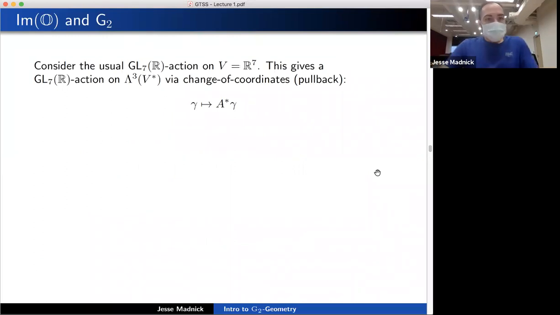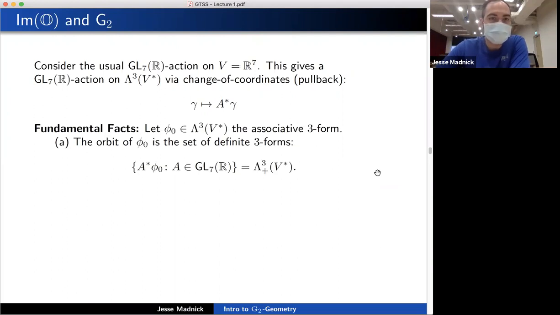Now let's consider this change of coordinate action. There's this GL7R action on R7 given by change of coordinates, and this induces in turn an action on lambda 3, again by change of coordinates. You might ask, what is the set of three-forms which are the same as phi0 up to change of coordinates? It turns out that those are exactly the definite three-forms. That's the most intuitive way I know of explaining this very fundamental fact of G2 geometry: the orbit of phi0 under this GL7R action is exactly the set of definite three-forms.